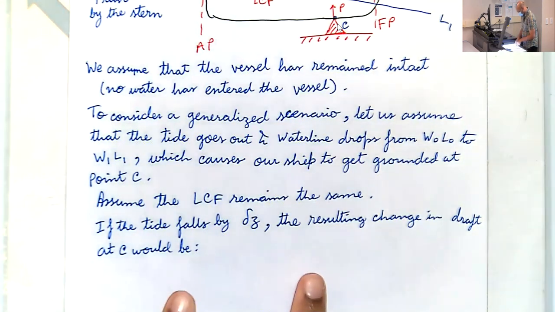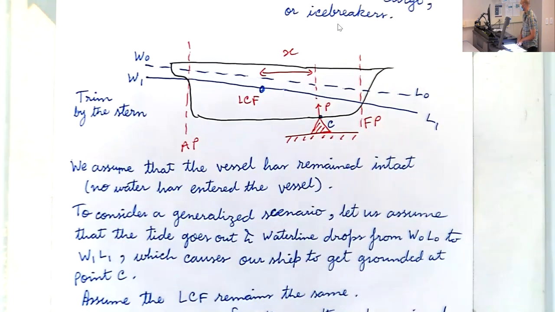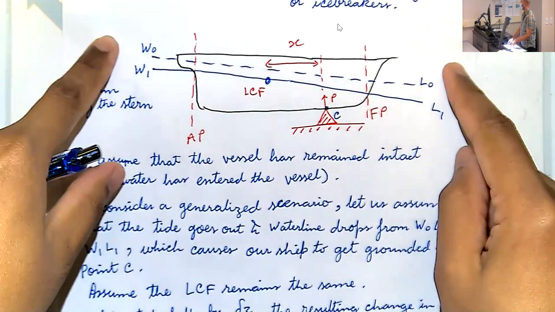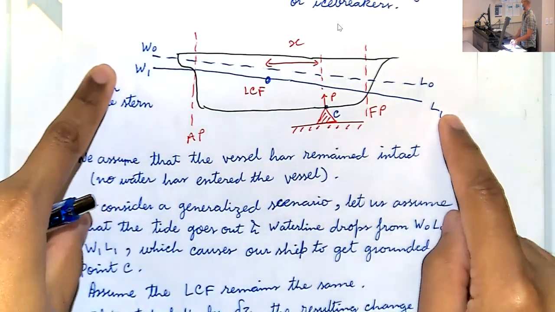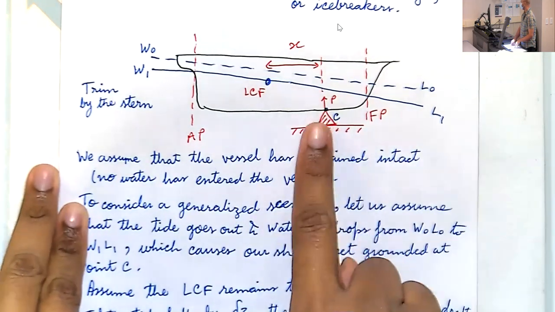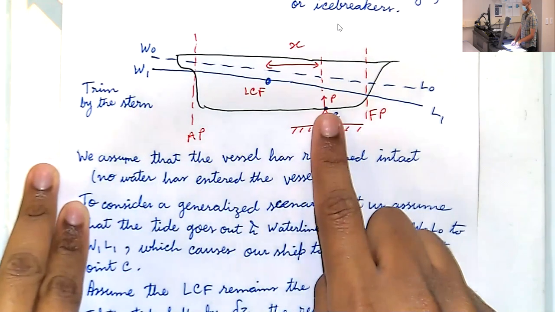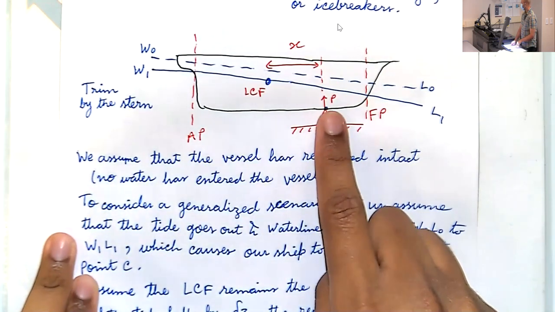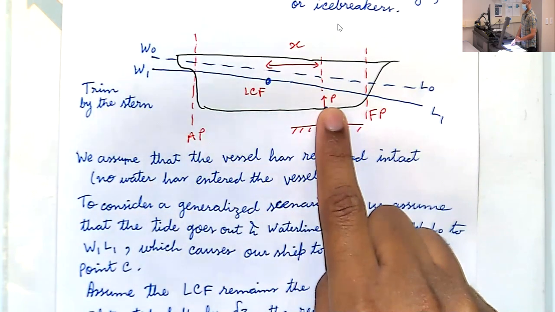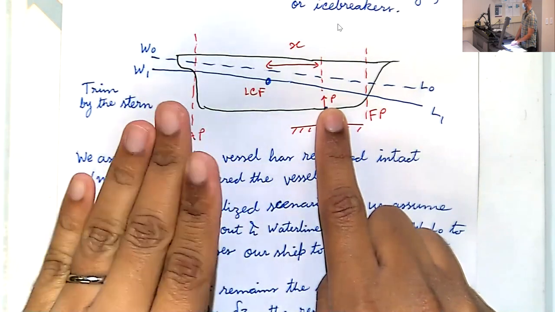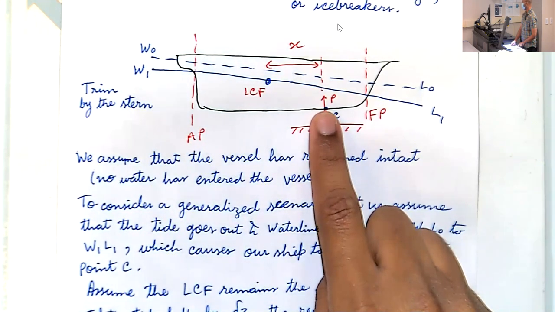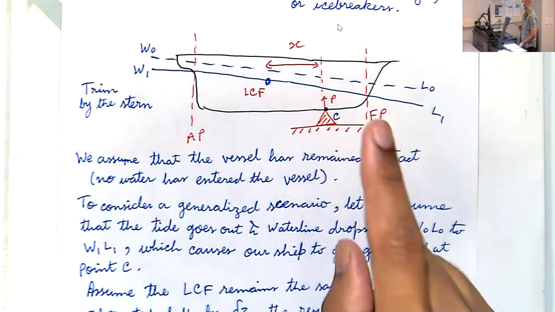Okay, let's look at the picture. So water level, the tide goes out, water level falls from W0L0 to W1L1, and you get grounded. Now, when you're grounded, you have a reaction force, unknown reaction force right now, P. Why is P important? Because if we know P, we can compute the lateral GM value. So we can determine whether we will go unstable or not.